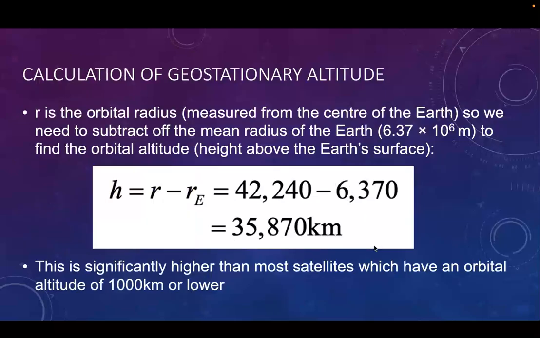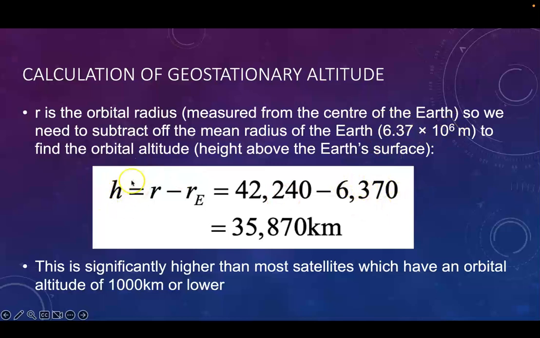Okay, now, usually when we talk about a satellite, we don't talk about its orbital radius because that's measured from the center of the Earth. We actually talk about its orbital altitude, or its height above the Earth's surface. So we've got one last little step here, which is to subtract off the mean or average radius of the Earth, that's R_E, which if you look on your physics formula sheet is 6.37 times 10 to the power of 6 meters, or 6,370 kilometers.